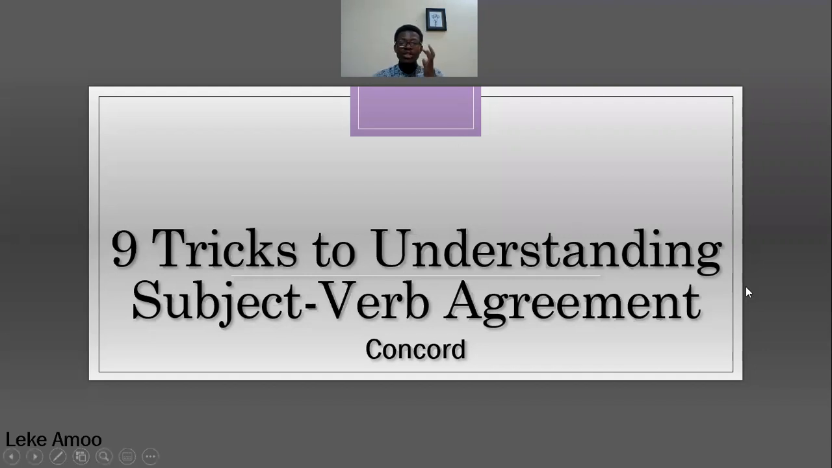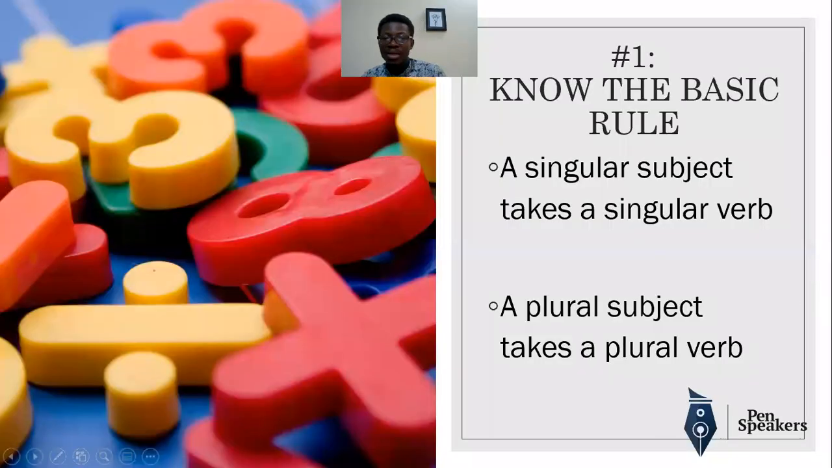So let's cut to the chase. Let's start immediately. What exactly are the 9 tricks to understanding subject-verb agreement? Trick number 1, know the basic rule. I think that's a no-brainer. You would have expected that. What's the basic rule? A singular subject takes a singular verb, while a plural subject takes a plural verb.